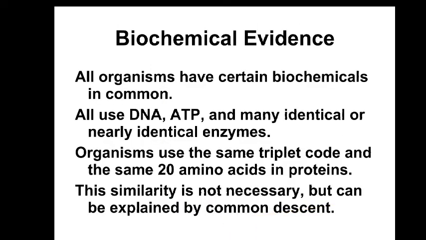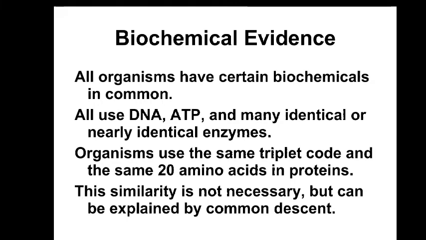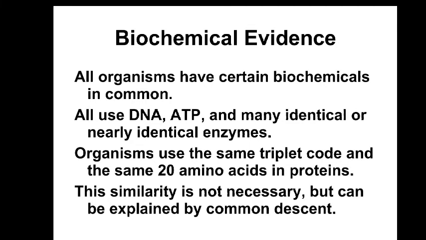Biochemical evidence. What is the biochemical evidence? All organisms have certain biochemicals in common. All use DNA, ATP, and many identical or nearly identical enzymes. Organisms use the same triplet code and the same 20 amino acids in proteins. Similarity is not necessary but can be explained by common descent.